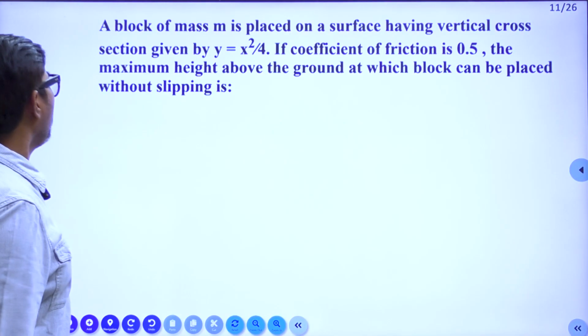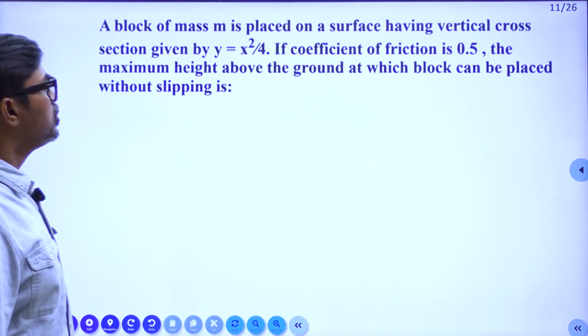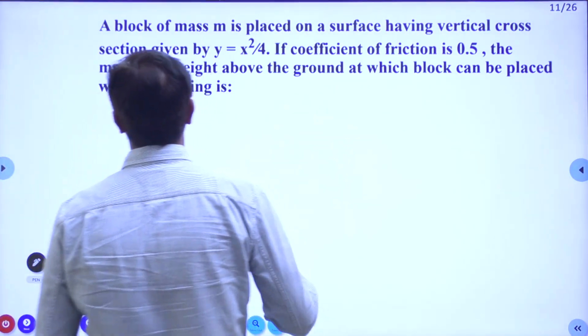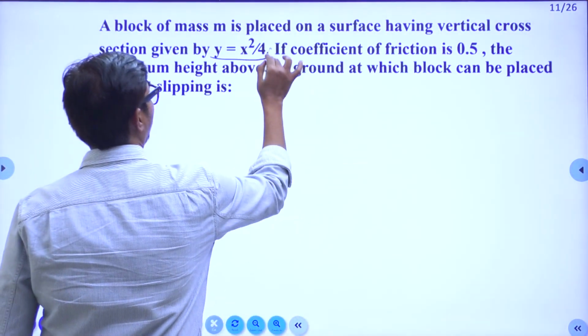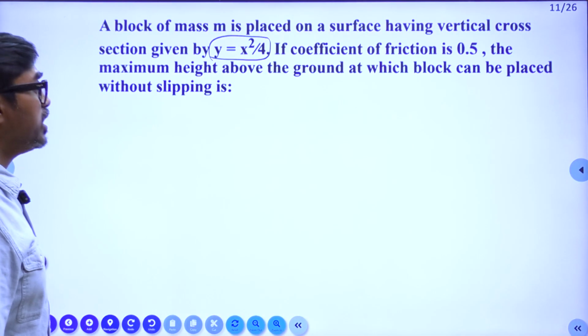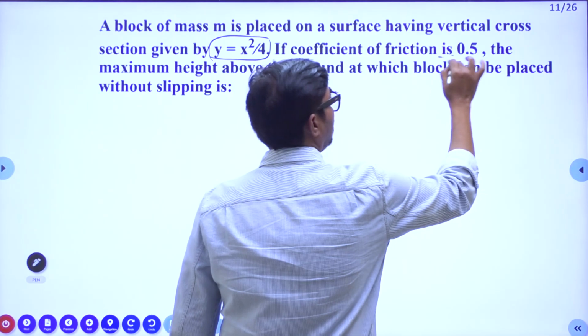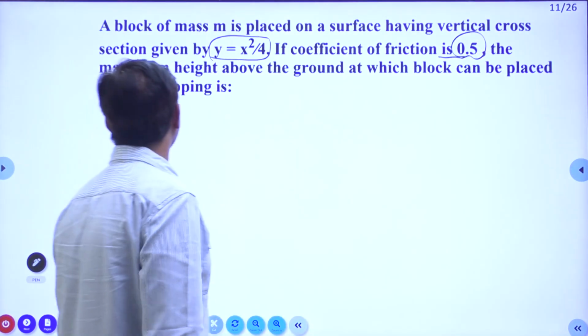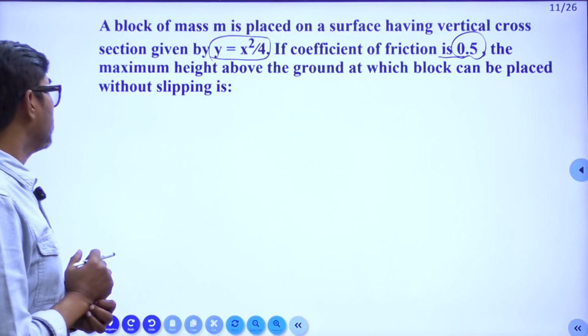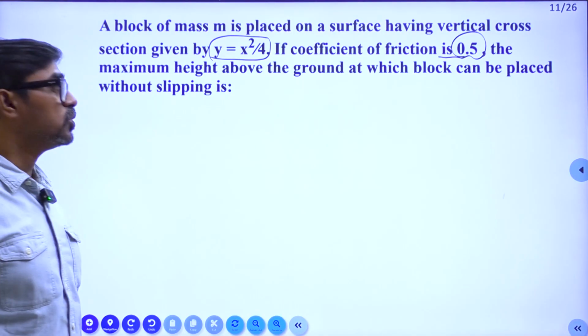Let's read it. A block of mass M is placed on a surface having vertical cross section y equals x square by 4, meaning y is vertical here. Coefficient of friction is there. It's not smooth. Mu is 0.5. The maximum height above the ground at which the block can be placed without slipping will be. So that's what they are saying.